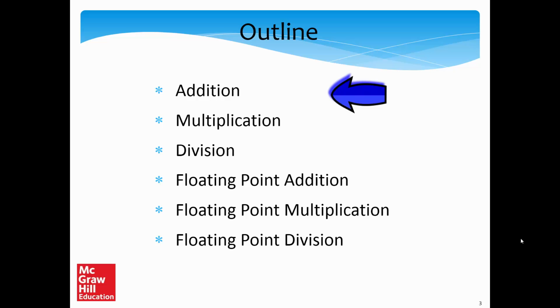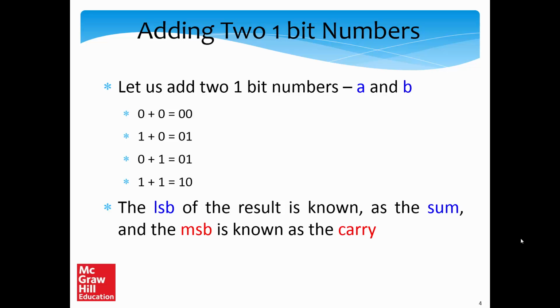So we have these 6 parts in this chapter. We have addition, multiplication, and division. So these are integer addition, multiplication, and division. And then we have floating point addition, multiplication, and division. So the entire chapter is broken down into 6 sections.